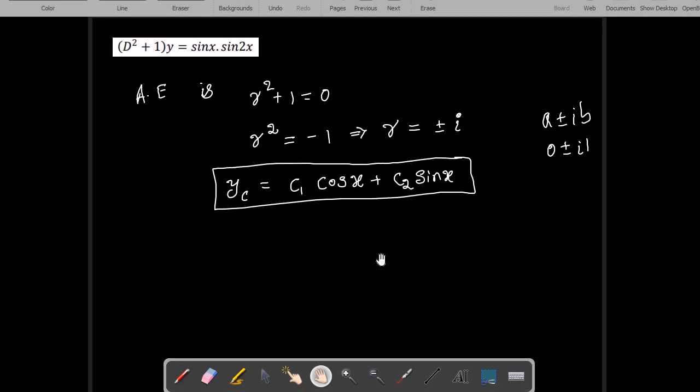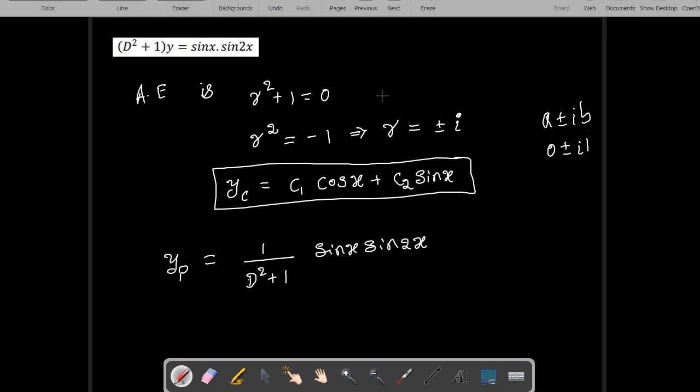Now we need to find the particular integral. So the particular integral will be 1 by d square plus 1 into sin x into sin 2x. If you observe, the right hand side is a product of sin x and sin 2x, but what we will do is bring it into summation form, because if we can write it as a sum of sin or cos, then it is easy to apply the formulas.